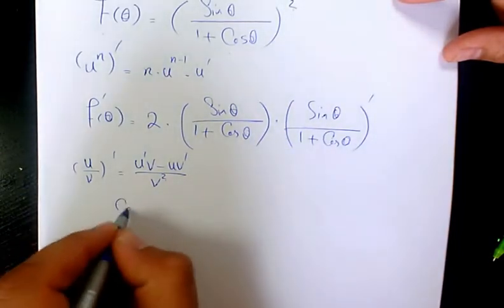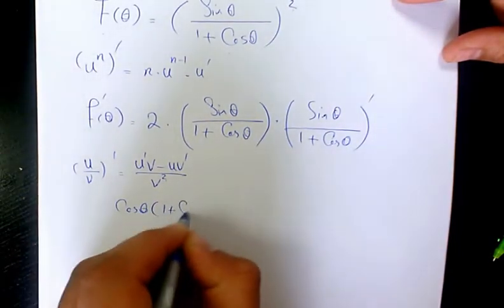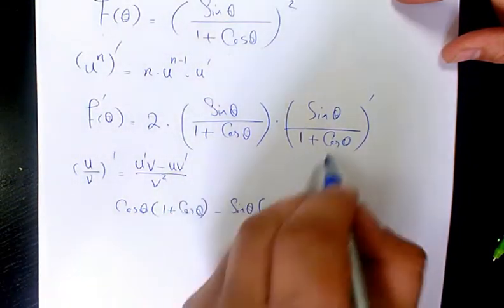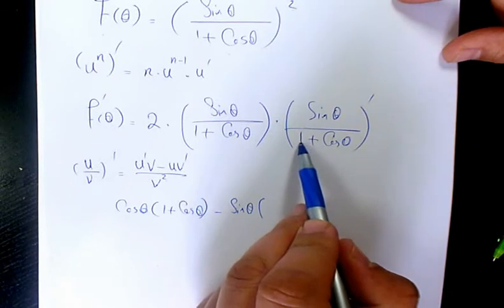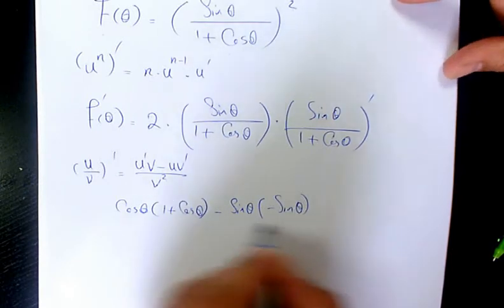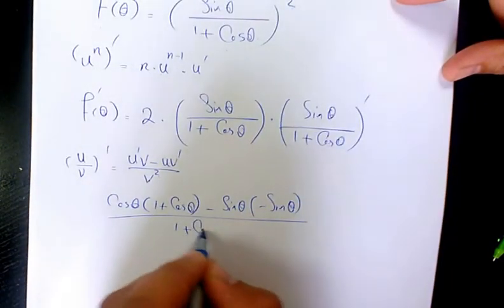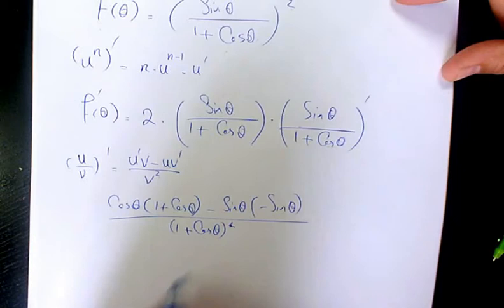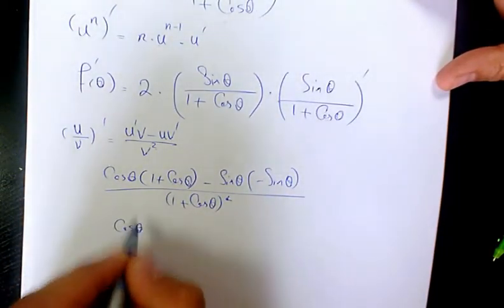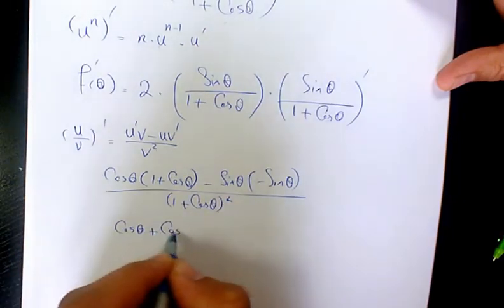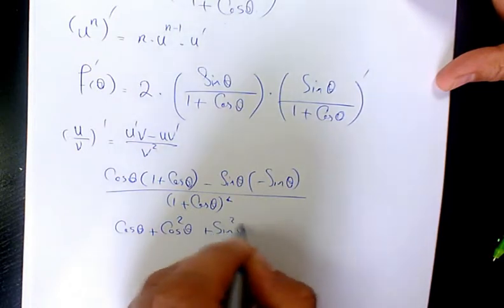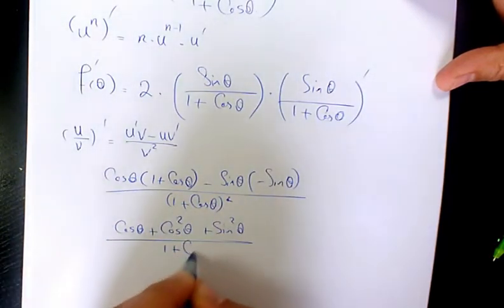So that's going to be cosine theta times 1 plus cosine theta minus sine theta times the derivative of the denominator, which will be, the derivative of 1 is 0, and the derivative of cosine is negative sine, over 1 plus cosine theta to the power of 2. So when you distribute it, it's going to be cosine times 1, cosine theta, plus cosine times cosine, cosine squared theta. Negative sine times negative sine is going to be plus sine squared theta, over 1 plus cosine theta to the power of 2.